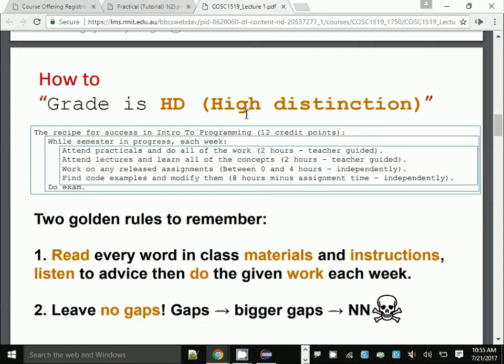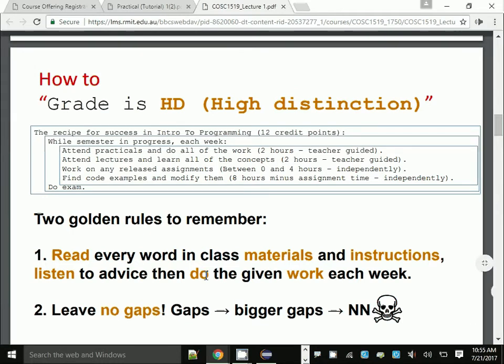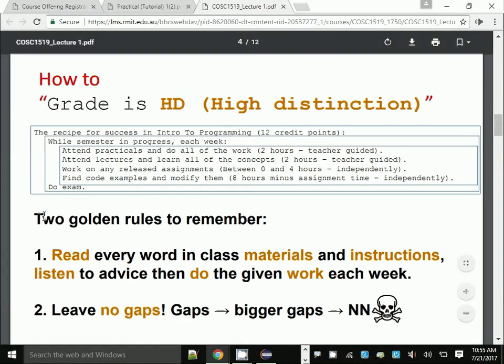So the recipe for success in Introduction to Programming. Now this is a 12 credit point subject. That's a curious number. The outside box is the recipe. That's what I am giving to you. I'm handing you the outside box. I can make a copy of this and give it to all of you. Inside the outer box, there's one thing. First thing says, while the semester is in progress, each week.